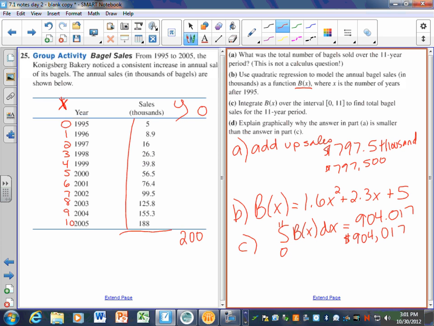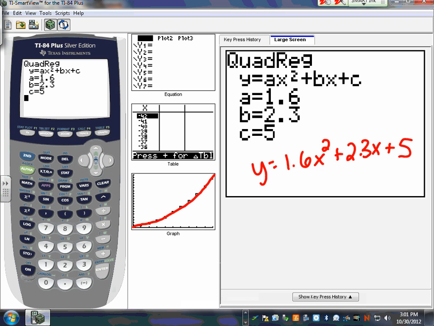And now look at part D. Part D says explain graphically why the answer in part A is smaller than the answer in part C. When we just added those up, we got 797,500. But when we actually took the integral, we got significantly more, 904,000. If you think about your graph here, when you just add them up, you're adding up that 5 amount, then this amount, and then this amount.